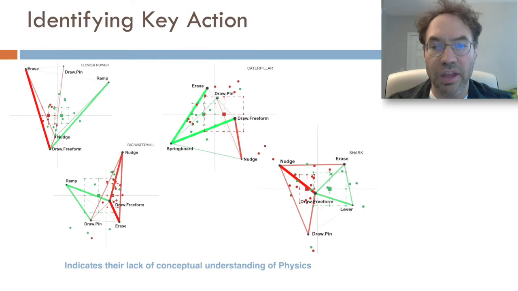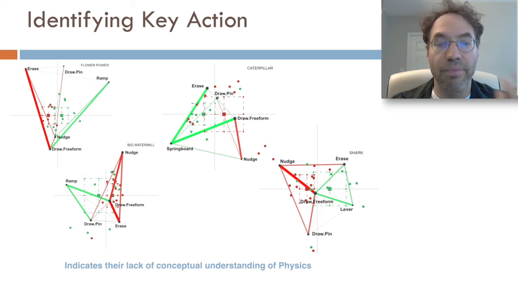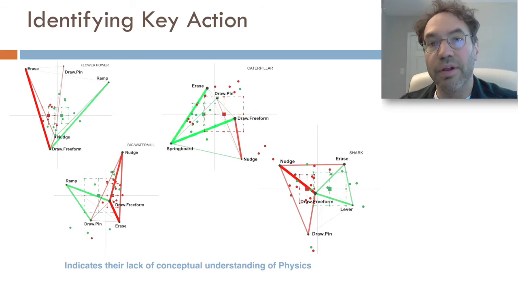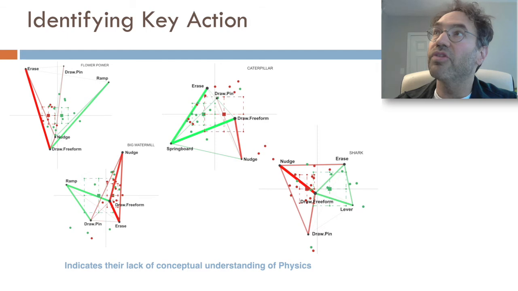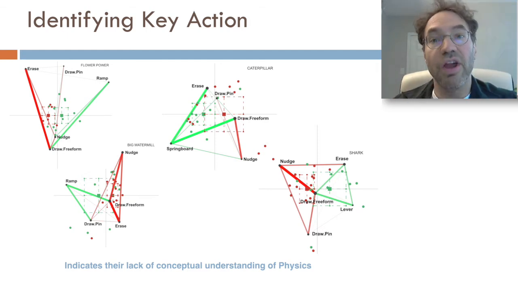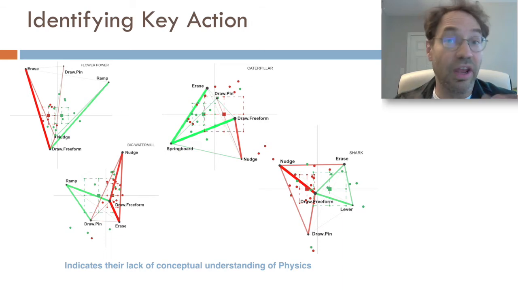First, identifying the key action. The green players were more successful in identifying what action was really needed to solve each level. In the case of flower power, a ramp. In the case of caterpillar, a springboard. In the case of big water ML, a ramp. So being able to identify these meant that the player could get to the correct solution. And without these, the red players couldn't get to the correct solution and eventually ended up quitting.